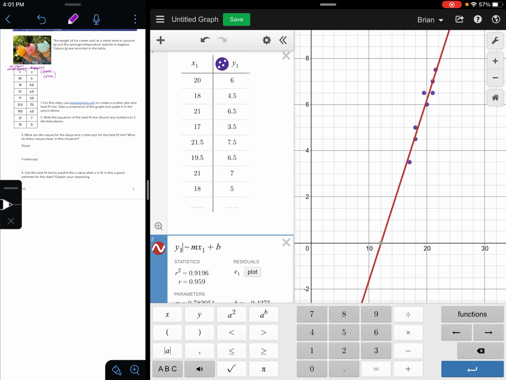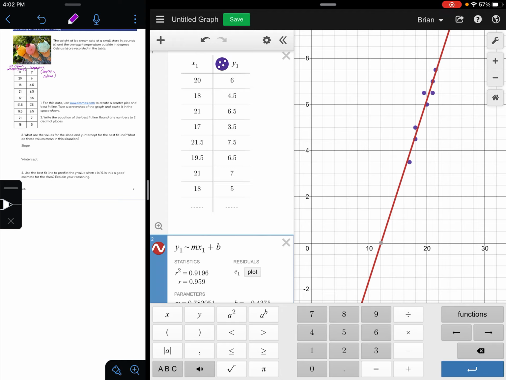All right, so once again, I'm kind of learning here too. So you want that y sub 1. So you hit the y and then the number 1, and it'll put that little subscript in there, and then the tilde, and then mx plus b, where the x has a sub 1 also. And that takes the data from the table and starts to do a calculation. Notice once we do that, that we do get a line of best fit that pops up.